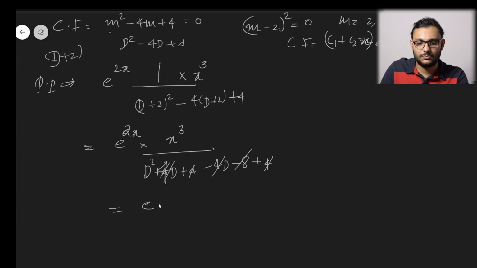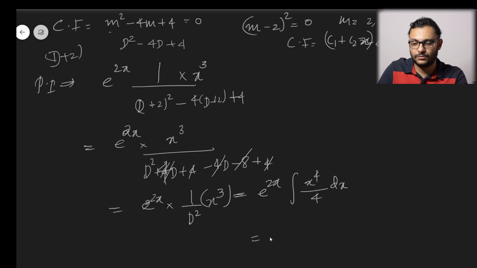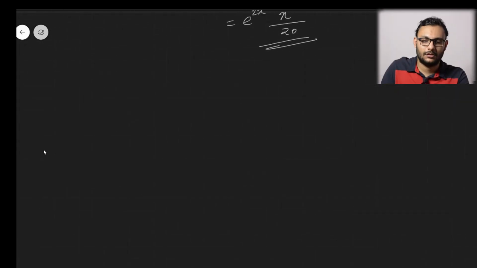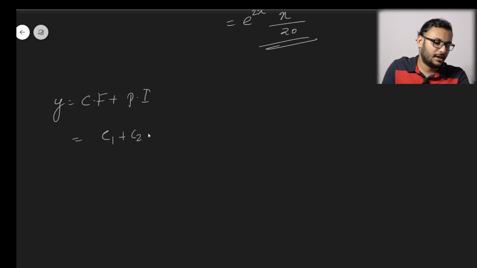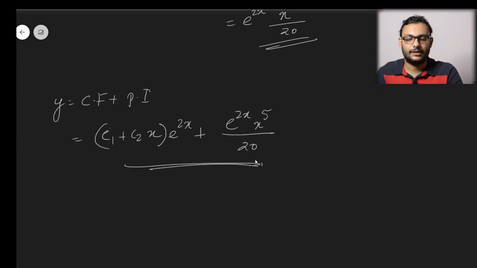So we will get e raised to 2x into 1 by d square operating on x cube. Here also we have to integrate, but instead of once we have to integrate twice, because here it is 1 by d square. So e raised to 2x into the integral of, first integral result will be x raised to 4 by 4 dx, which is further integrated into e raised to 2x into x raised to 5 by 20. So finally the final expression is y equal to complementary function plus particular integral, which is c1 plus c2x into e raised to 2x plus e raised to 2x into x raised to 5 by 20. So this is the final result.